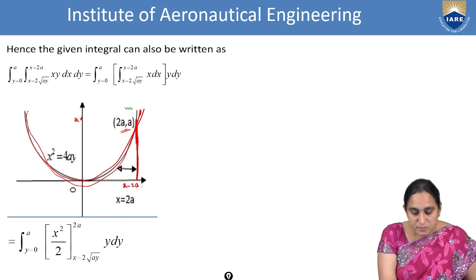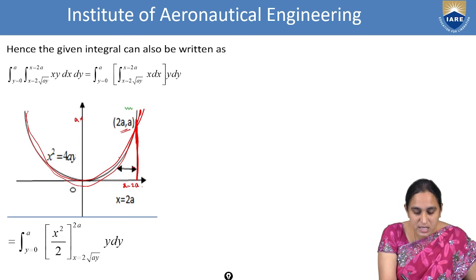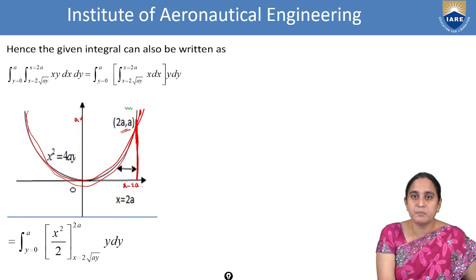Therefore, which is the upper point and which is the lower point? First, I'll fix y. That means I'll consider the y limits as constant for this question, and the x limits vary in terms of y. That means here the lower limit is 2 root ay and the upper limit is 2a. Observe, this is the area. Now we can calculate this value. This is the lower point and this is the upper point.